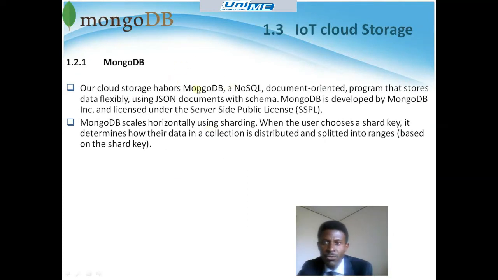MongoDB, which is the IoT cloud. Our IoT cloud harbors MongoDB, which is a NoSQL document-oriented program that stores data very flexibly. It's developed by MongoDB Incorporated. Thanks to the open source IoT resources I'm using, I have to give credit to those who made it possible. MongoDB scales horizontally using sharding. When the user chooses a shard key, it determines how the data collection is distributed and split over the range. It's an added form of security.